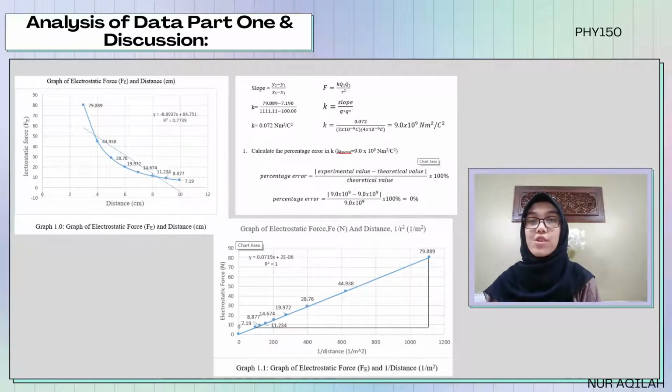From the graph, we can conclude that as the distance between two charges decreases, the electrical force will increase. The percentage error for part 1 was calculated, showing that the percentage error was 0%. Since it was done in an online simulation, the measurement was precise because no measurement errors occurred.